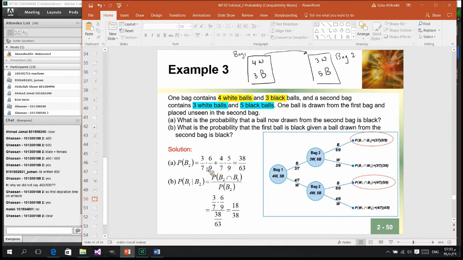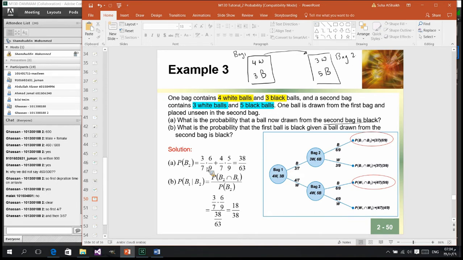The question is, what is the probability that a ball now drawn from the second bag is black? So what's going on here? This graph shows you everything. Bag 1 already has 4 white and 3 black. You took a ball from bag 1 and put it in bag 2. We have 2 options: either the one I pick is black or it is white.